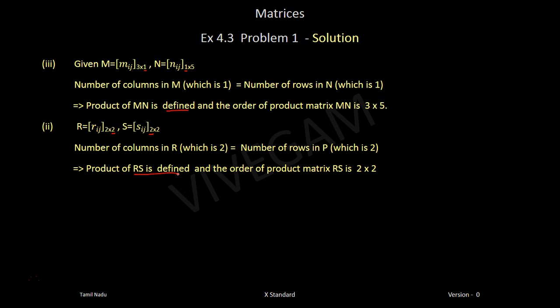Okay, so that's the condition you have to remember. Number of columns in the first matrix must be equal to the number of rows in the second matrix. If that condition is fulfilled, the matrix multiplication is defined.